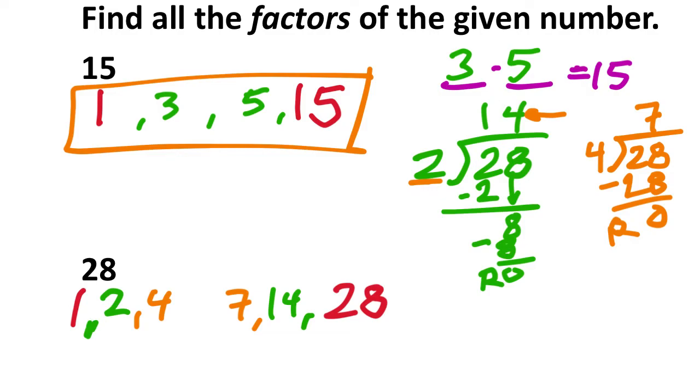Which means that there shouldn't be any other factors between 7 and 14 or 14 and 28 because we're just going in order. 1, 2, we check 3, and then 4. 28 is not divisible by 5 because it doesn't have a 0 or a 5 in the ones place value. So it's also not divisible by 10.